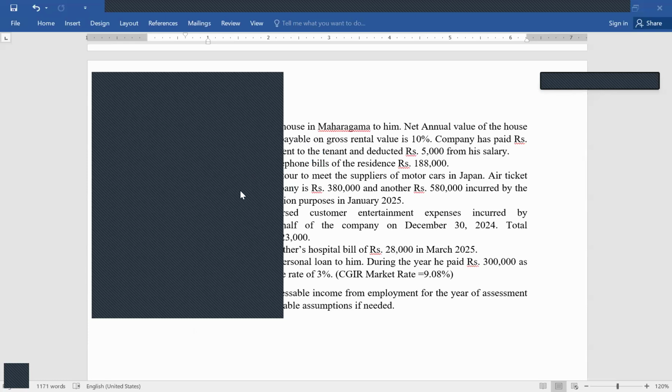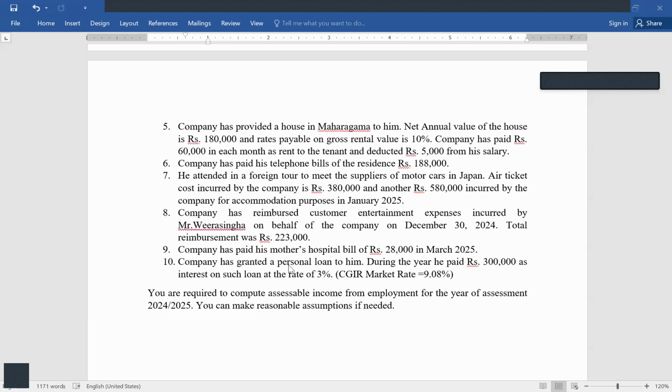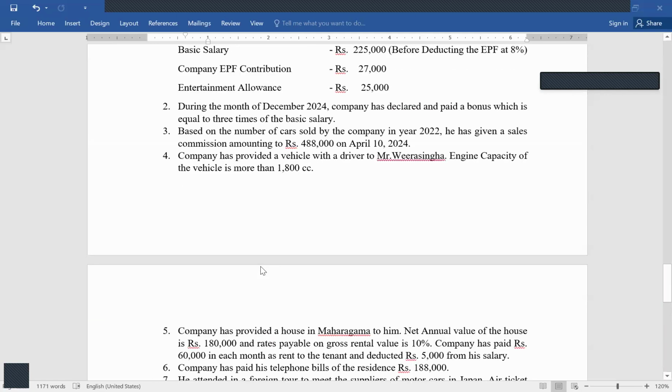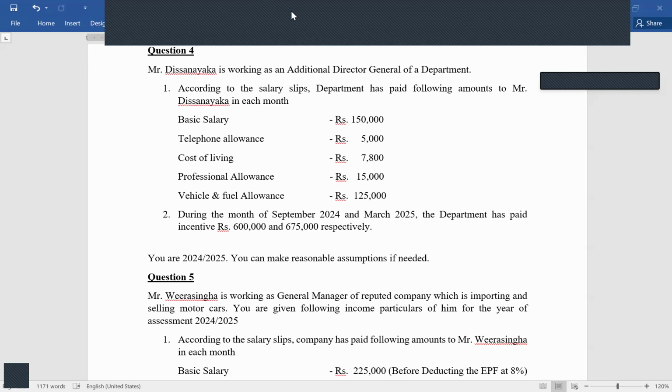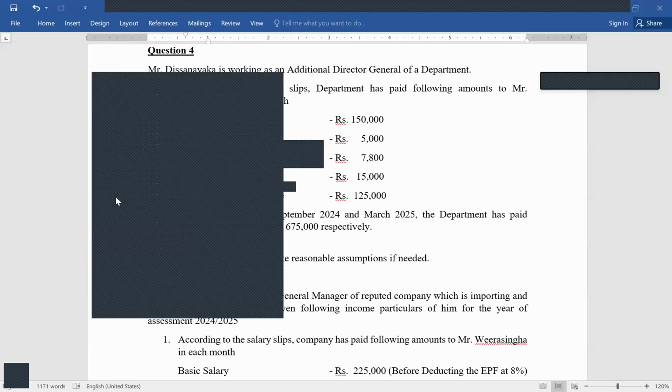Okay, we have already covered all questions in this paper. After that, before your midterm examination, let's do this kind of question paper. Then you can remind all calculations.